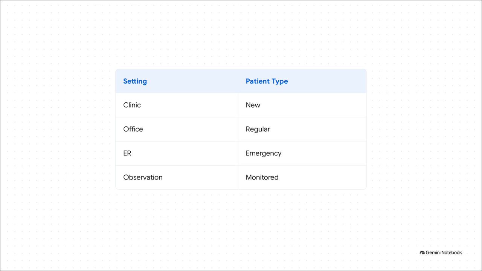You've also got separate, specific E&M codes for the ER and for patients held in observation, where they aren't fully admitted but they're being closely monitored for a night or two.